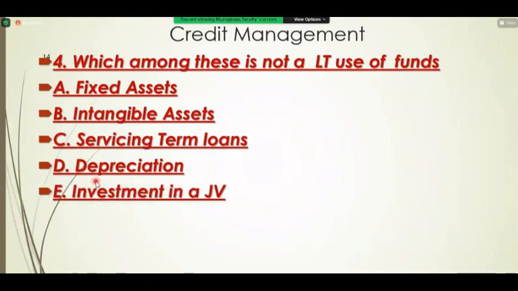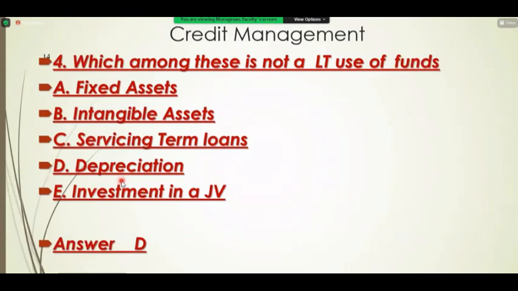Investment in a JV is also a LT use, because you have invested in a joint venture. JV means joint venture. You have started another unit, joining hands with another company, so that is called investment in JV. The question is, which is not a LT use? D is the odd man out. So these four questions we have given like an appetizer. Any doubt with regard to the first four questions?